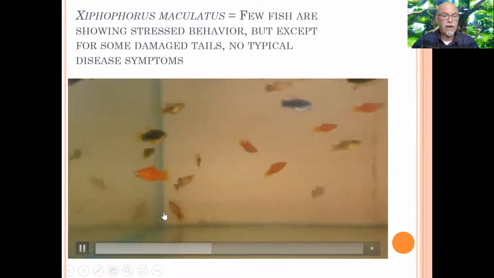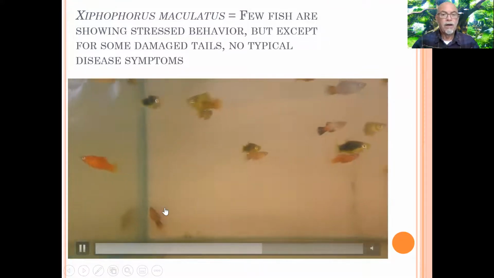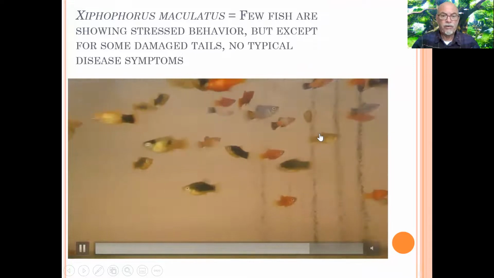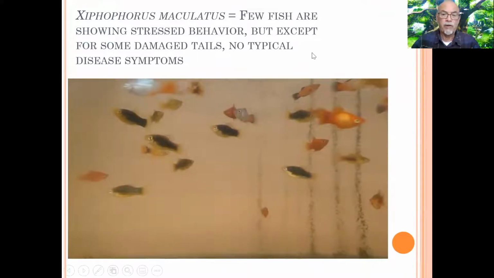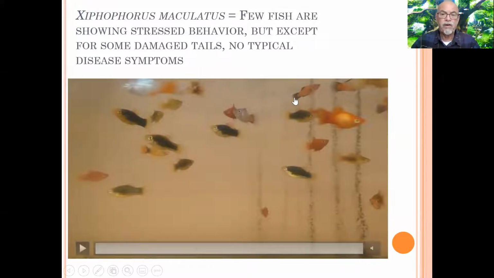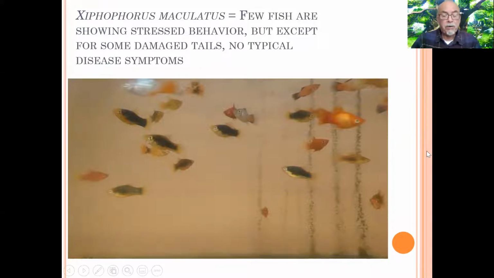You see someone hanging here in the corner. You see some damaged fins, and that's all we can see on the fish. And some are slowly wasting here. Here we see one on the top here. We see the tail, which has a piece out of it. And some of the fish are becoming skinny also. But are there typical disease symptoms? No, I cannot say any typical disease.